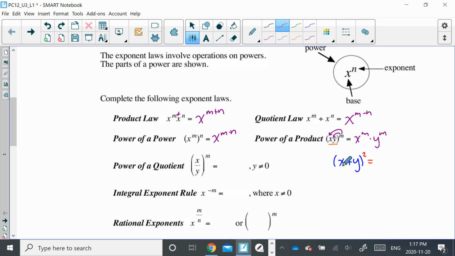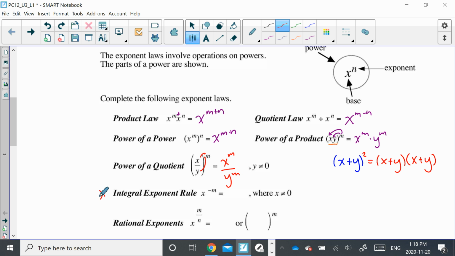What this means, if we have more than one term in our bracket, is that I must write that bracket twice. So that would be x plus y times x plus y. From here, if you were to simplify this, you would do that by the distributive property or by FOILing. Take this x, multiply it by everything in the second bracket. Take that y, multiply it by everything in the second bracket. Power of a quotient is to take that exponent and put it on the numerator and on the denominator.